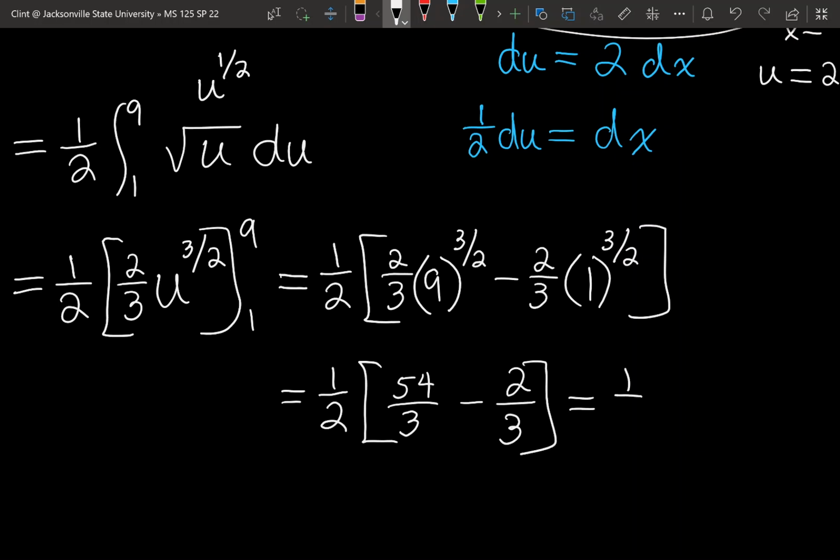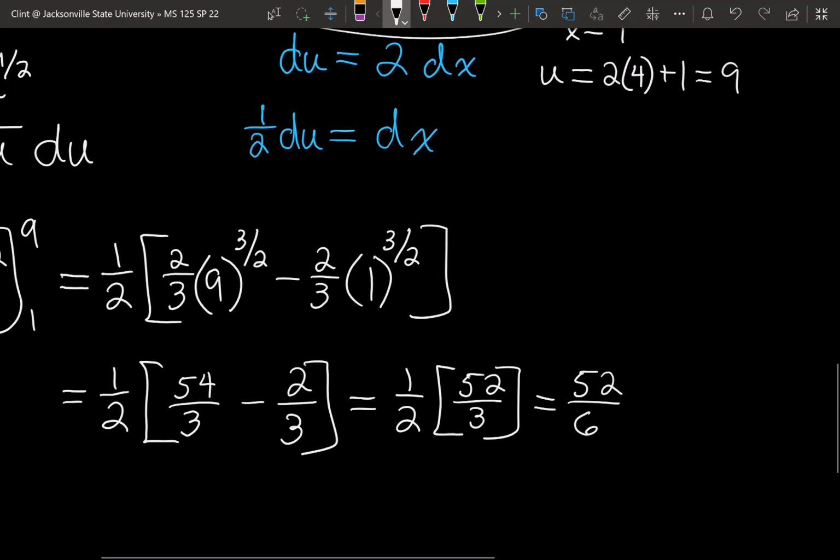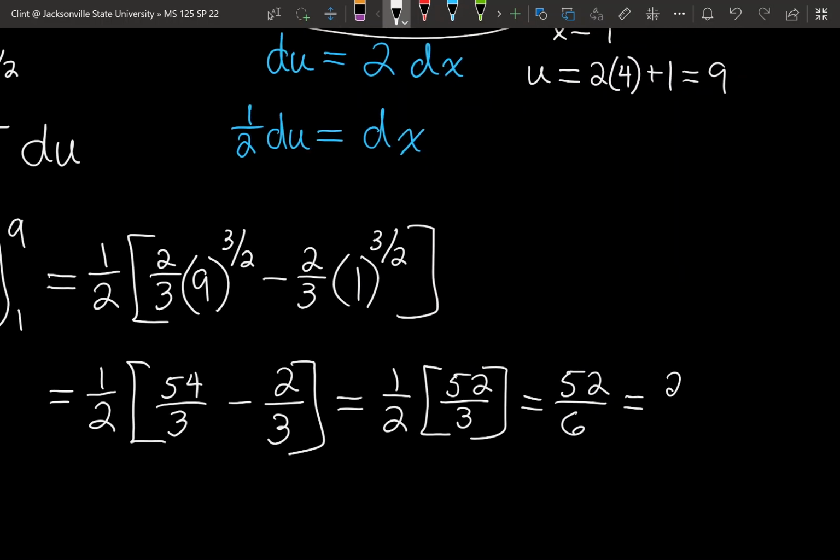So we got 1/2 times 52/3. So we get 52/6, which is 26/3. And it's fine if you just punch that in the calculator from here and you have this equal 26/3. I'm fine with that.